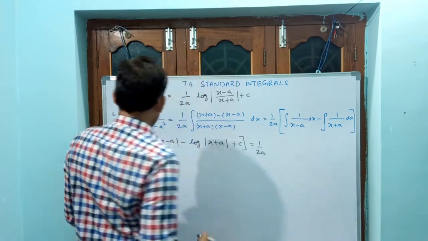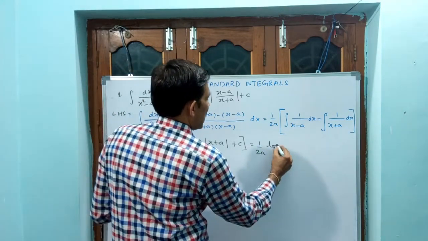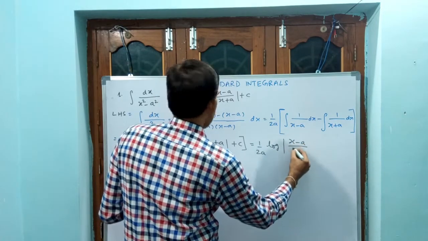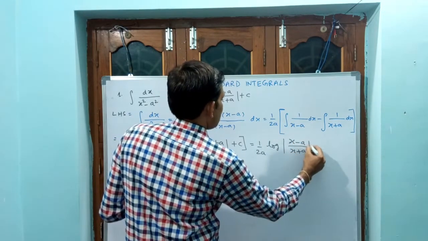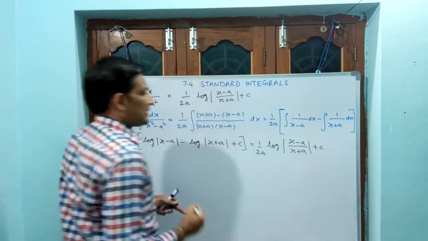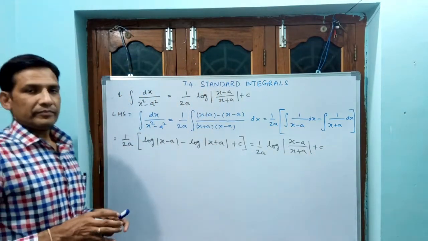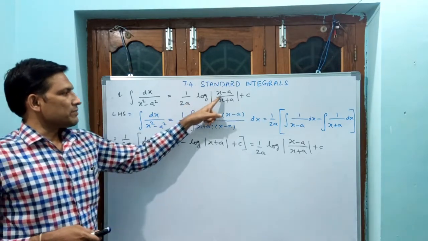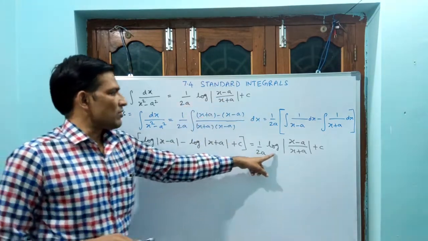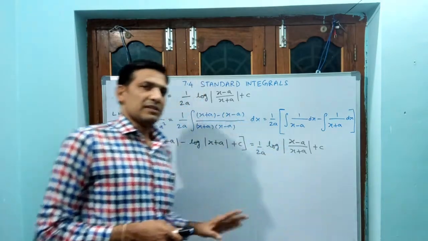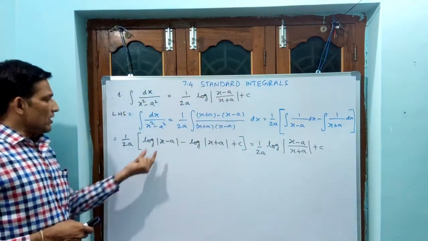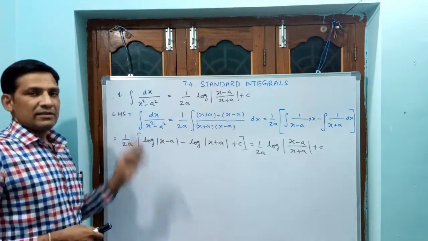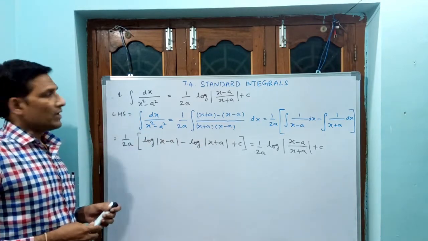You see what I am writing: 1 by 2a log of m divided by n plus c. That's all. You understand now? Is this the same? 1 by 2a log x minus a by x plus a plus c. Is it okay now? Log m minus log n is log m divided by n. This is the result of the first standard.